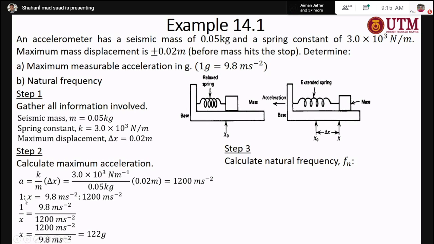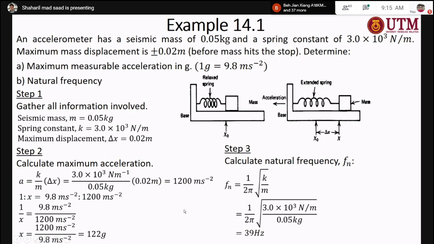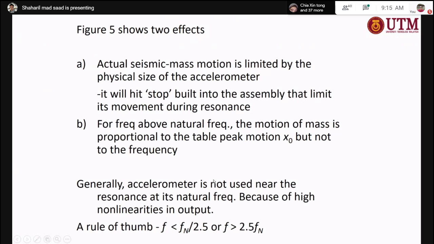For example, the ratio x equals 9.8 meters per second, and then the ratio with 1200, and then you can get x here. Okay, this one is simple. And then the relationship of natural frequency is given by 1 over 2 pi times the square root of k over m. So you can get it from the natural frequency here.